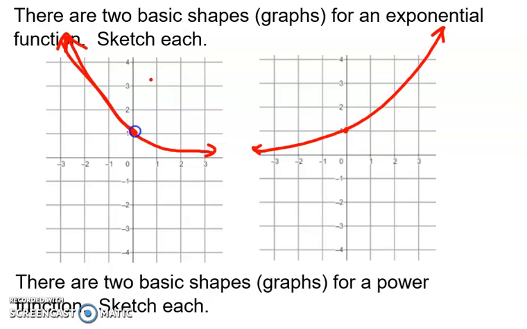So this one here is referred to as a decay function. This is when the b value is between 0 and 1. And this is an example of a growth function. This is where the b value is more than 1.